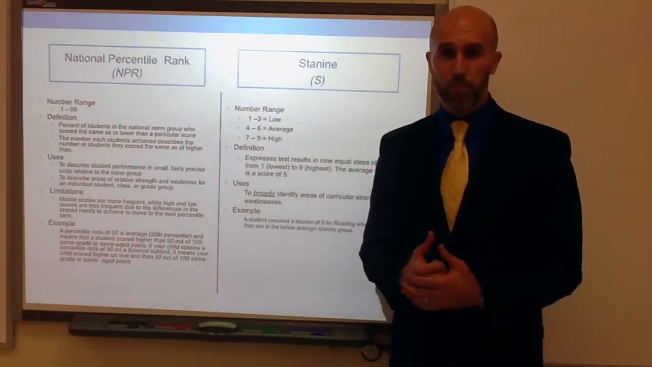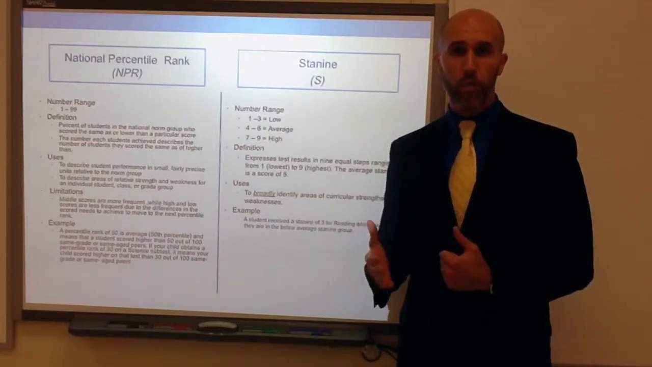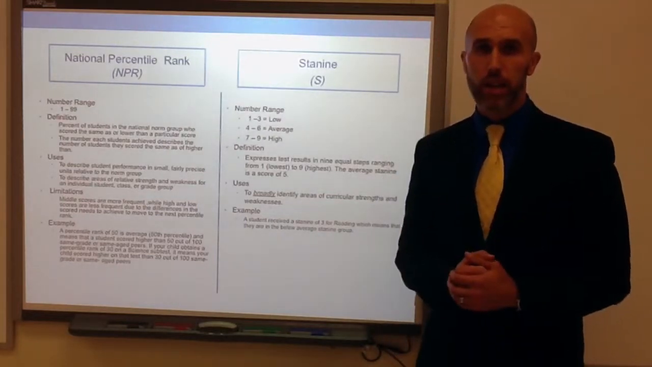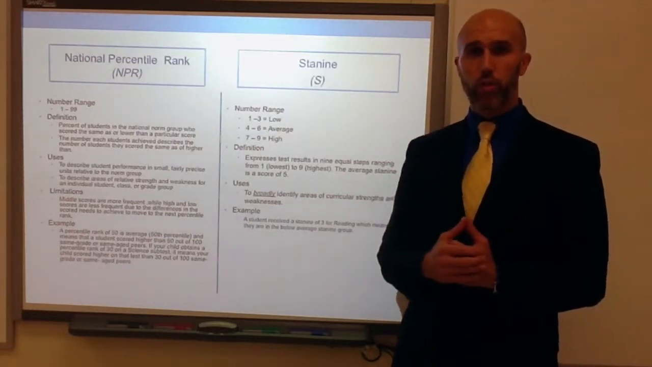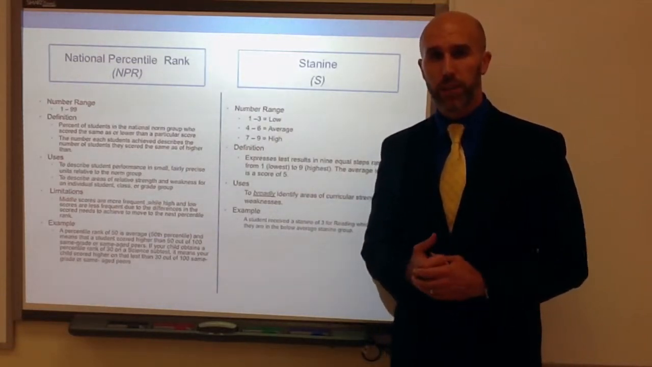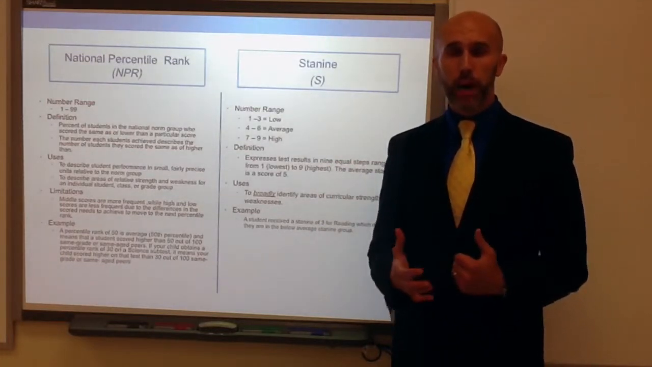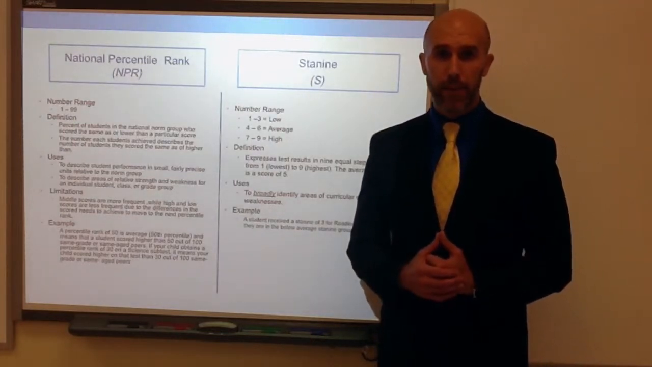So what is it? It is a comparison of your son or daughter based on their performance on this particular test versus all the other students who took the same test at the same time. So let's get real with some data. Let's say that your son or daughter scored in the 59th national percentile. So they got a 59 for the NPR. That means that they scored better than 59% of the students who took that same test at the same time.